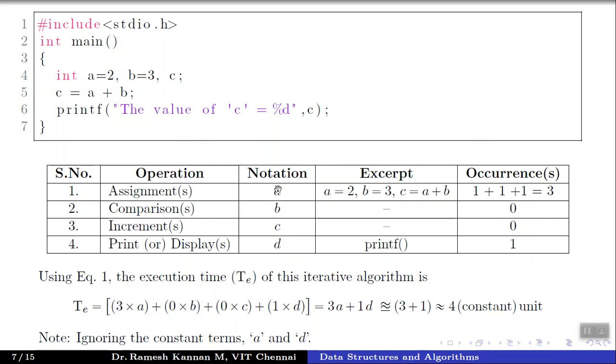Here, do not confuse this notation A with the variable A, and also B and C with the variables. The notation is to indicate the assignment, comparison and increment operations, but here I've also given A, B and C as variable names.